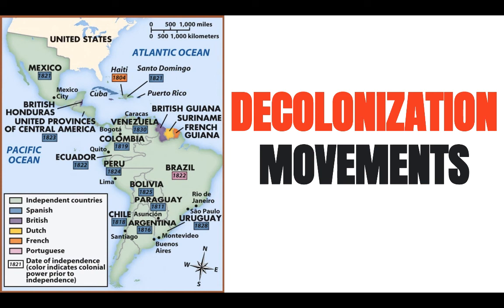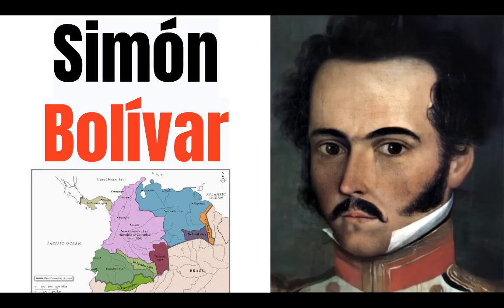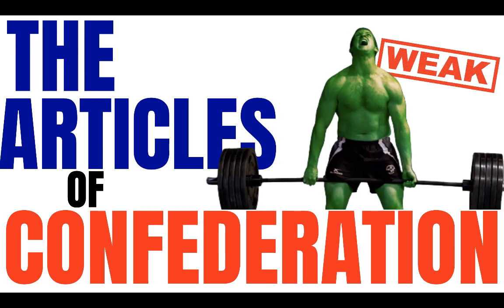Decolonization movements around the world will utilize the language of the American Revolution, and particularly the Declaration of Independence, to justify their own independence movements. Throughout the early 19th century, various Latin American countries would declare their independence as well. Simón Bolívar was inspired by Enlightenment ideas and the American Revolution in his fight against Spanish control over various Central and South American countries. And in our next video, I will take a look at our first national government, the Articles of Confederation.